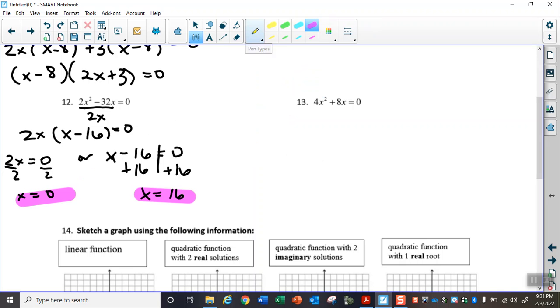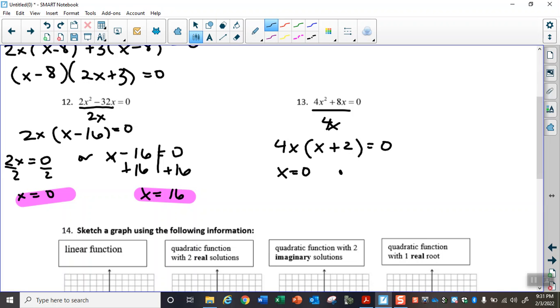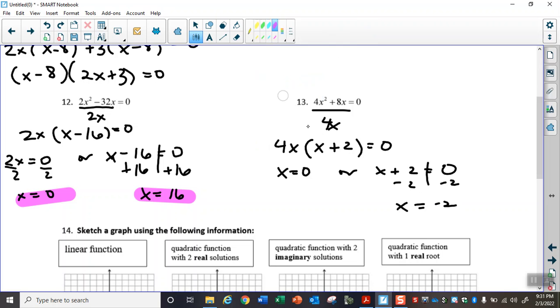All right, so same thing here. You would do the GCD for an x. So the 4x comes out front, divide it out, and so I get x plus 2 equals 0. All right, so 4 can't be 0, but x could equal 0, or x plus 2 equals 0. So minus 2, so x equals negative 2. All right, and those are my two solutions here. x equals 0, x equals negative 2.